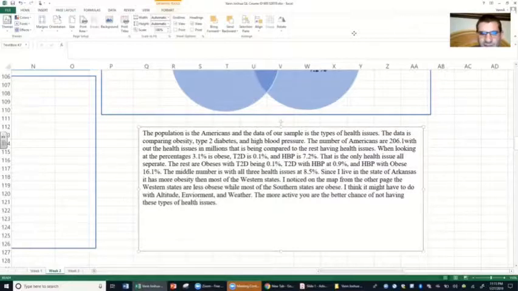Since I live in the state of Arkansas, it has more obesity than most Western states. I noticed on the map from the other page, the Western states are less obese, while most of the southern states are more obese. I think it might have to do with altitude, environment, and weather. The more active you are, the better chance of not having these types of health issues.